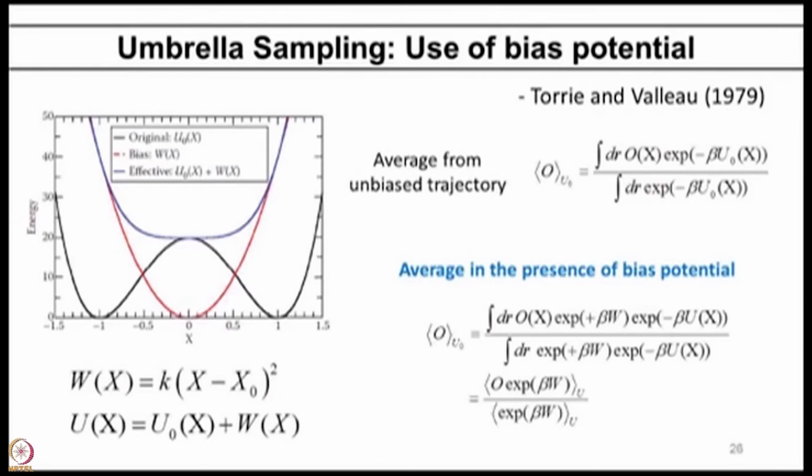So the bias is a harmonic potential placed exactly at the maximum, so that now the minimum is placed exactly at the barrier. Coupled to this, added together, it allows you to sample the barrier region.